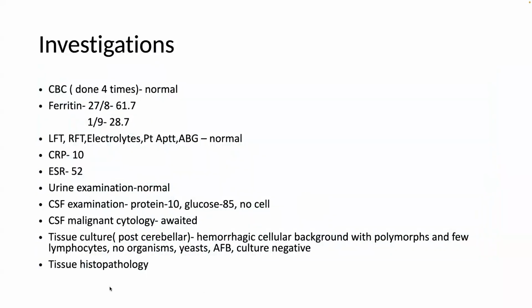So these were the investigations that we have done during the Rainbow hospital stay. CBC was done 4 times, it was normal. Ferritin levels were also normal. LFT, RFT, electrolytes, all other investigations were normal. ESR was 52. CSF malignant cytology report was sent. It is normal. Tissue culture report just came today.